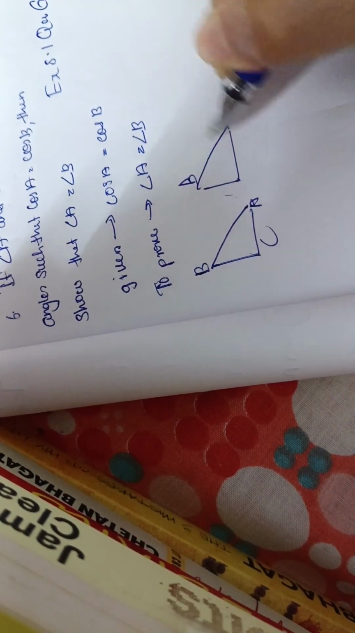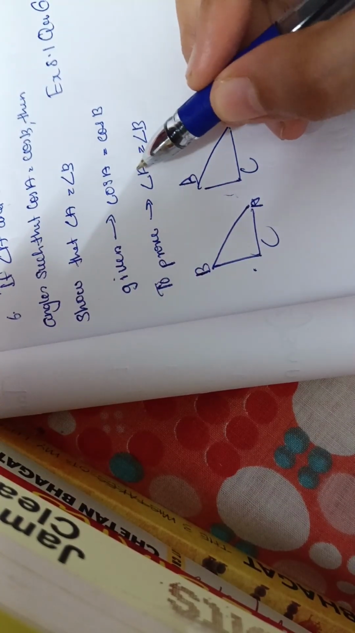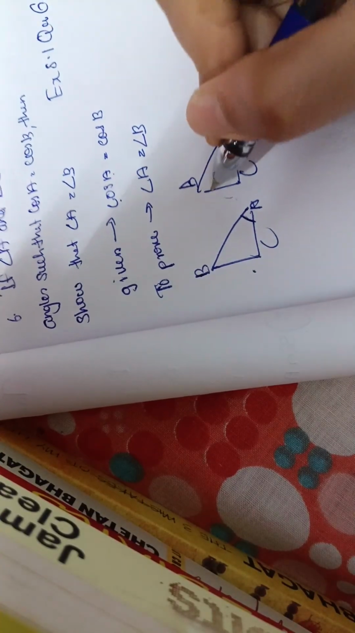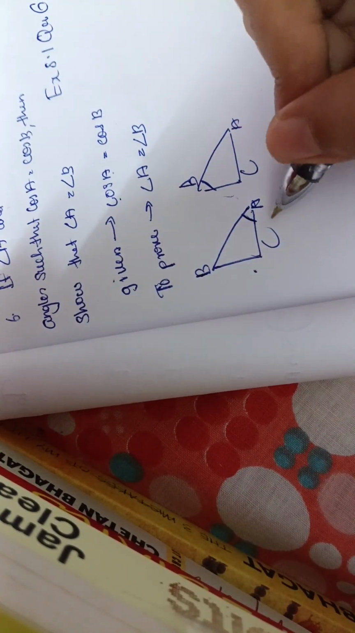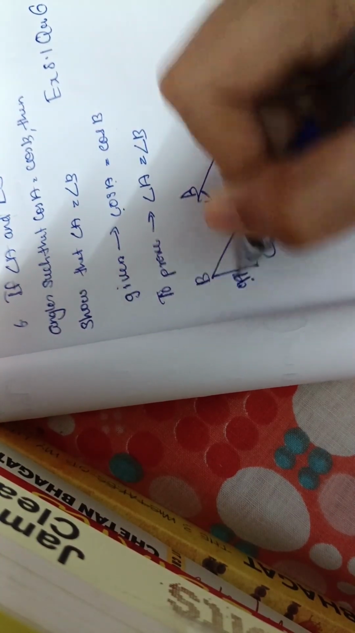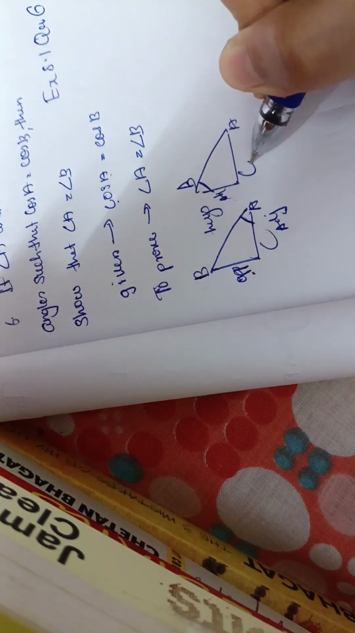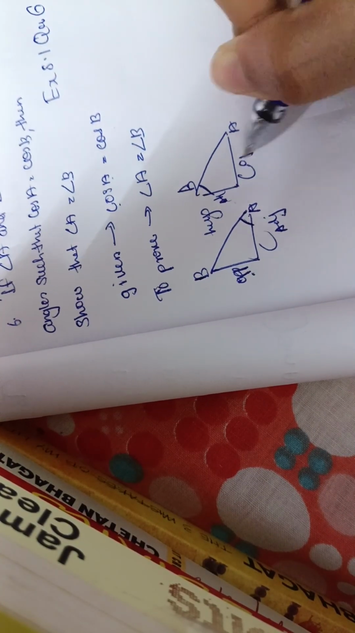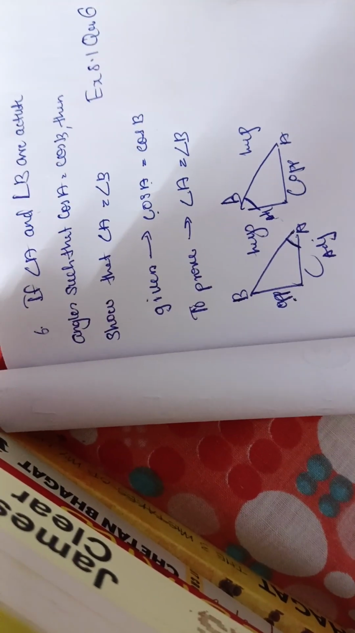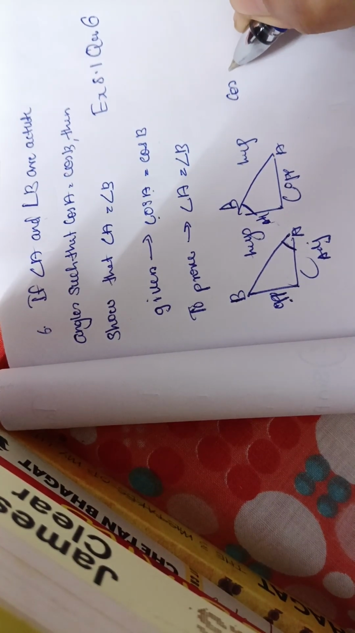BAC and BAC. In this triangle, we can take cos A, so we can take angle A. Here is cos B and we can take angle B. So when the angle is A, this is the adjacent side, this is the opposite side, and this is the hypotenuse. And if the angle is B, this is the adjacent side, this is the opposite side, and this is the hypotenuse.